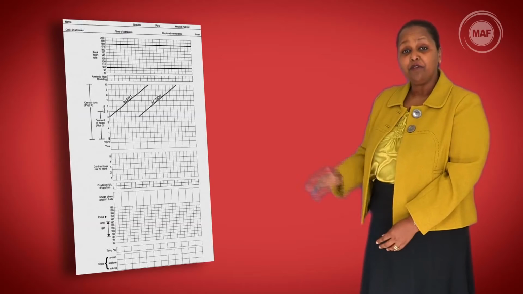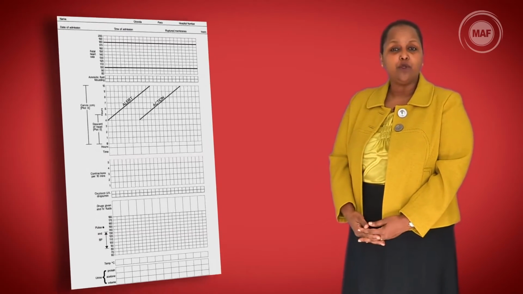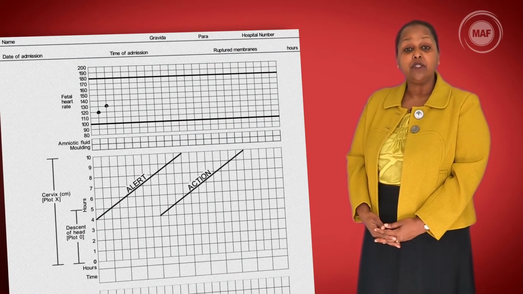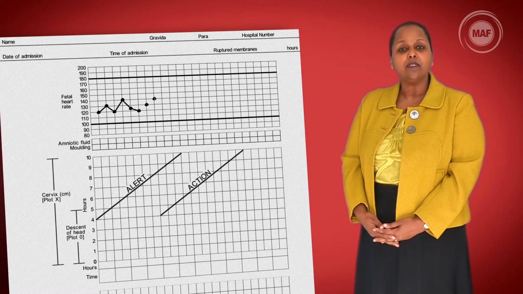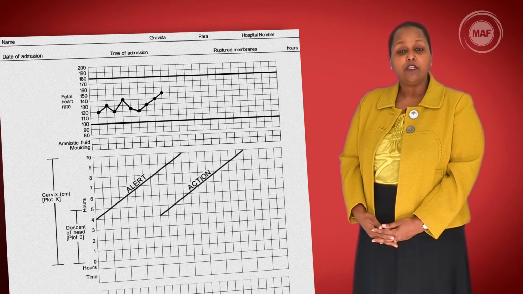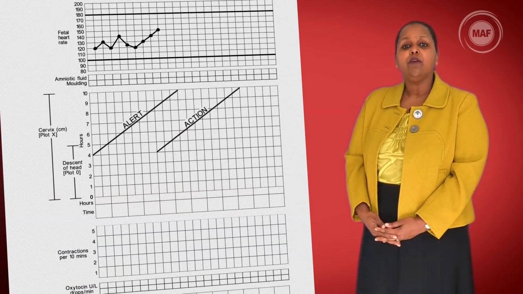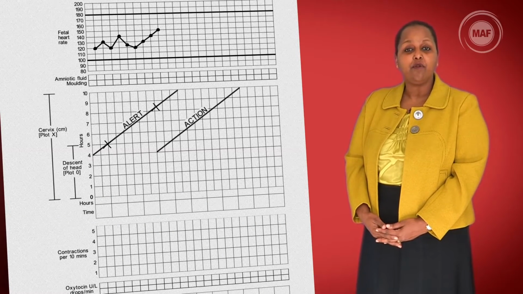A partograph is straightforward when you understand how to use it. It is crucial that you plot the first point in the correct place. After that, you simply need to make the correct observations and understand how they're plotted. Observations should be systematic and made at the correct frequency. For example, vaginal examinations should be made at least every 4 hours.